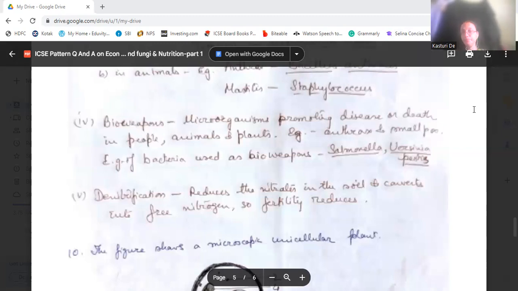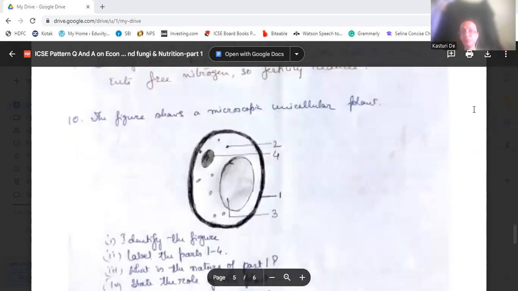Okay. Now we come to a diagrammatic question. There's a diagram, so you can see here.